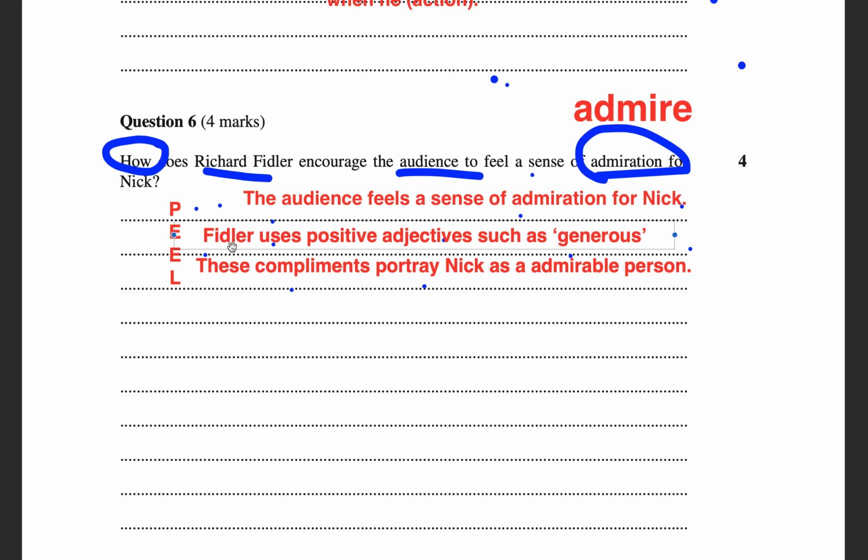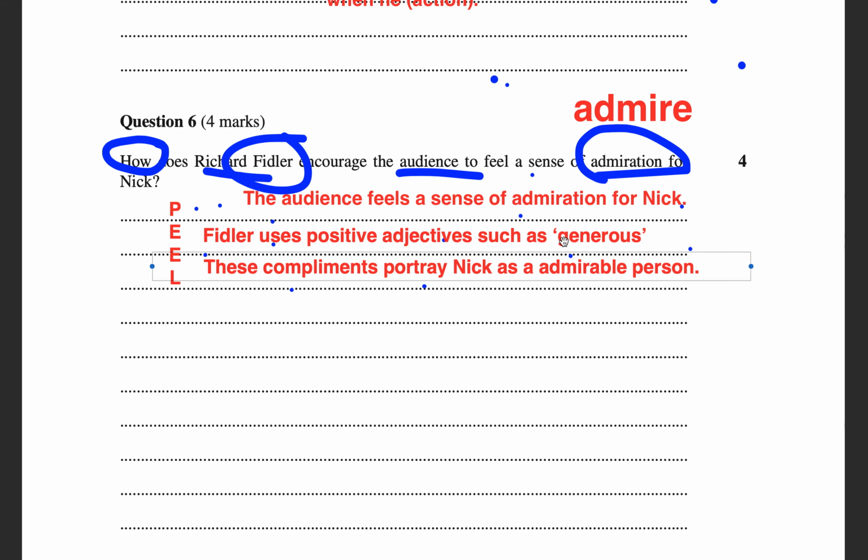And then your evidence. So here in my example, I've incorporated the technique with the evidence. Fiedler uses, now again, I'm using the last name of the interviewer. Don't use the first name, just use the last name because it's more formal. However, if you do use the first name, you're not going to get marked down, it's okay. Fiedler uses positive adjectives, that's my technique, such as "generous" in quote. That's a quote. That's a word that Fiedler says.